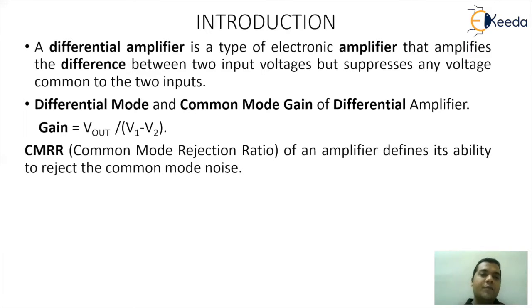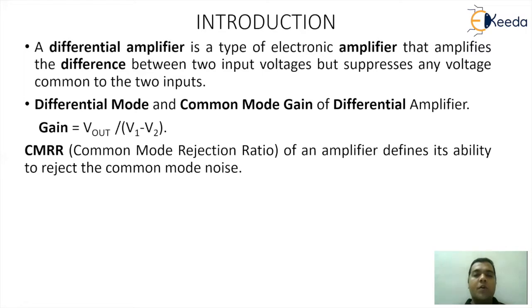How do we get this parameter CMRR, and what is its definition? It is basically the ability of an amplifier to reject common mode noise. How do you interpret CMRR? It is a ratio of differential gain to common mode gain.